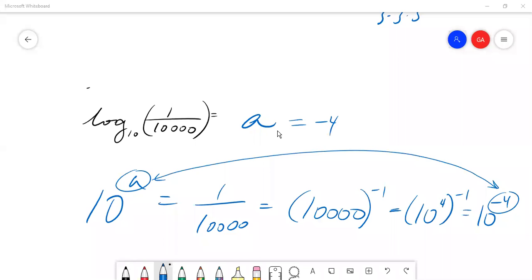I hope this is making sense to people. Okay, good.